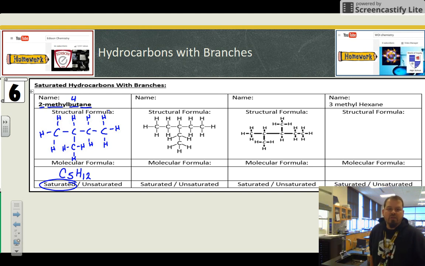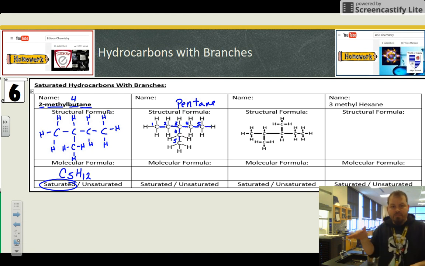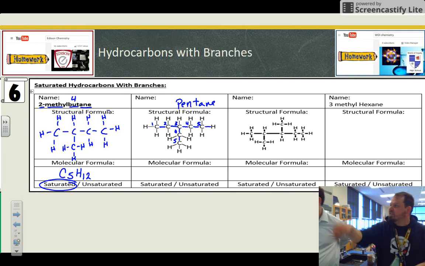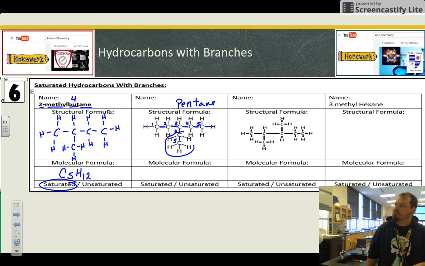All right, so let's name this thing. Longest chain: if we go all the way across, we're going to get 5. And if we go in the bend, we're going to get 5. So we're going to start with 5. So that's a pent. And I see that all of the carbons are single bonded, so that is pentane. I would advise, if you can go bent or unbent, choose the unbent to make life easy. So let's go ahead and circle that side chain because that'll help us then. So I have pentane.